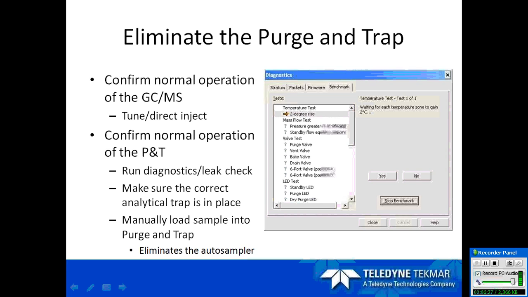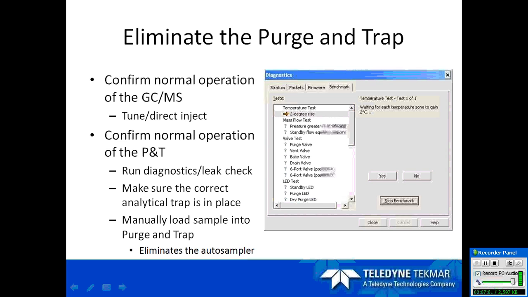Also, if you have the capabilities of running diagnostics, such as a benchmark that we have on our Teledyne Tekmar products, that will basically help you identify where the problem is, if it's a leaky cylinder valve, if your temperatures are not reaching correct temps, your pressures or your flows. This benchmark will help you identify the majority of the problems and point you to the correct spot.